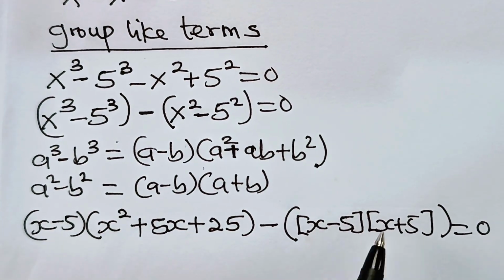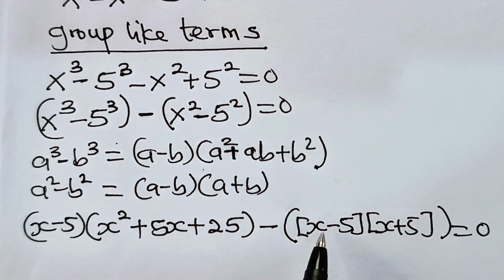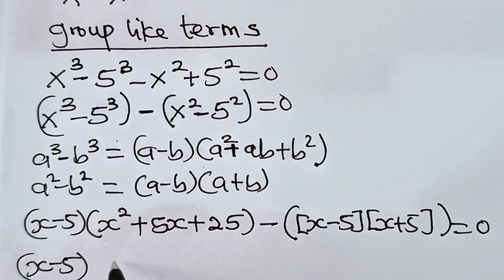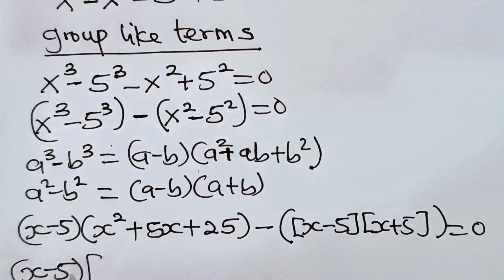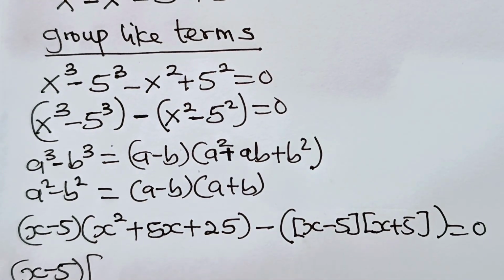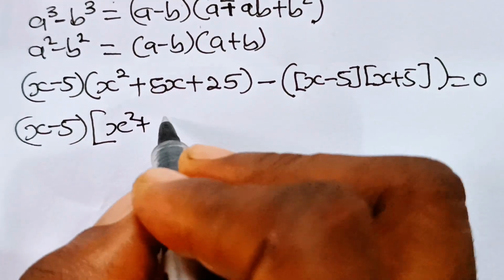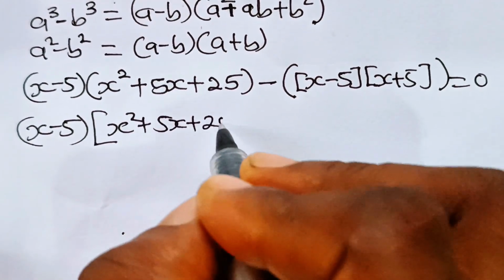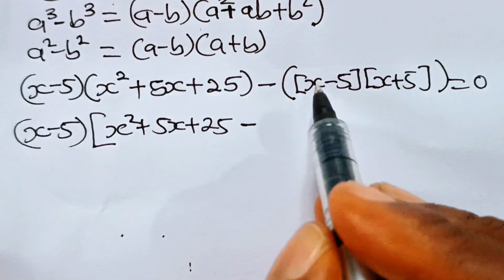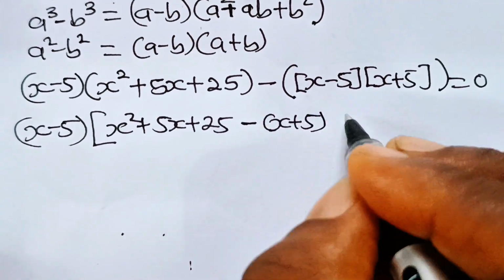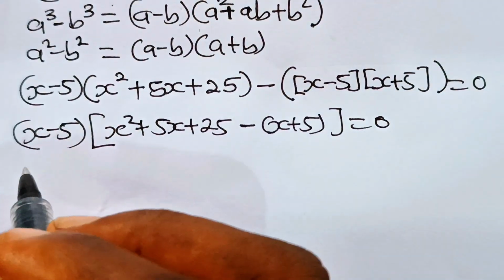So if you look at this and this, you see they have x minus 5 in common. So let's factorize that. So if we do that, when this is divided by this, we have x squared plus 5x plus 25 remaining. Then minus, when this is divided by this, x plus 5 will remain, is equal to 0.